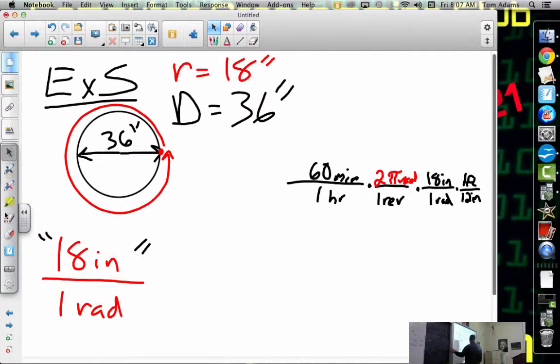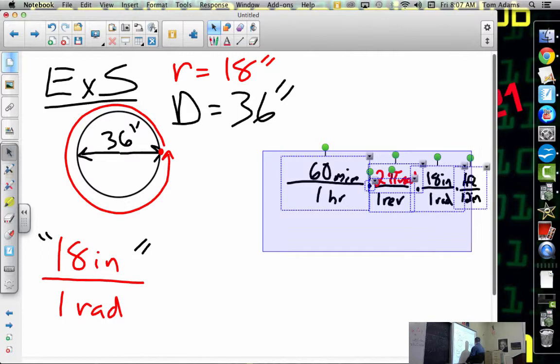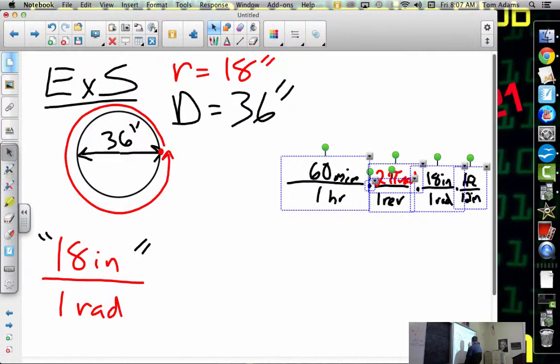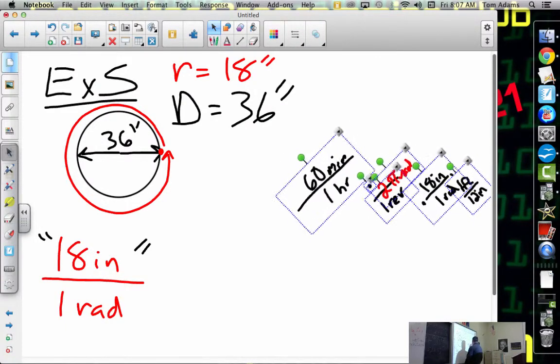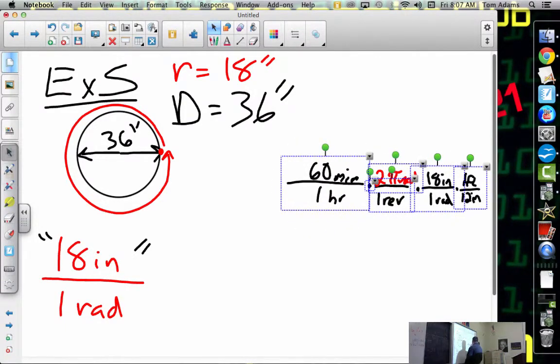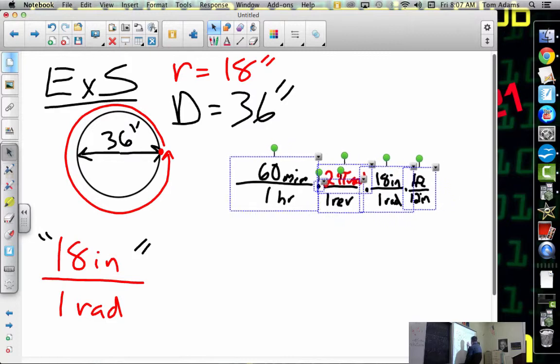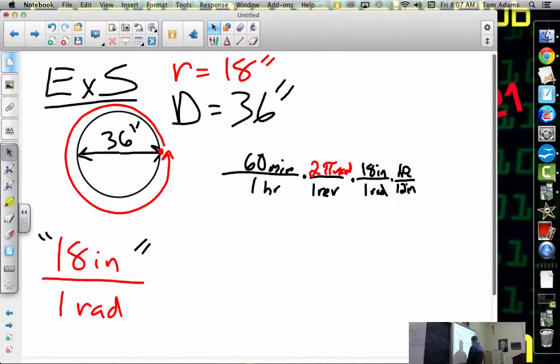So I need to take all of this and maybe slide it over a little bit. Whoops. Whoops, not that. There we go. Give myself a little room there.